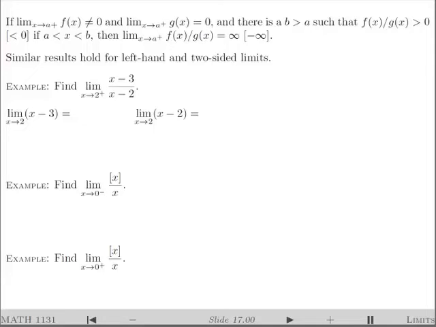Welcome. In this session, we'll look at some examples that indicate how we can recognize infinite limits. The basic idea is that non-zero over zero is infinity, so to speak. But since we distinguish between positive and negative, we have to be a bit more careful.